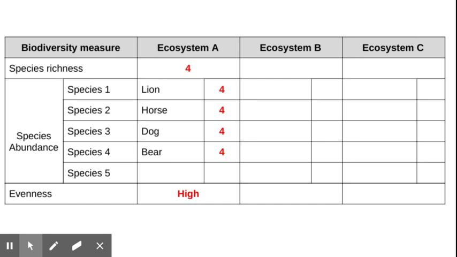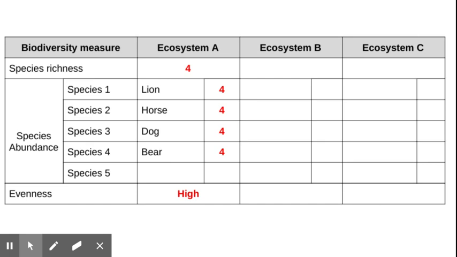So we said our species richness was 4. I went ahead and wrote the 4 species that we found there for you. And so you can fill in the abundances for each species. Lion was 4, horse was 4, dog was 4, and bear was 4. And then we said that our evenness was high here. And so that's what I would want to know for ecosystem A.